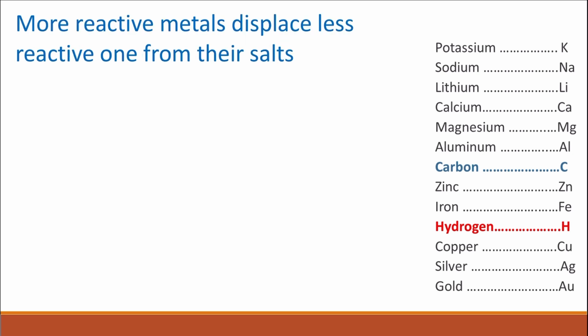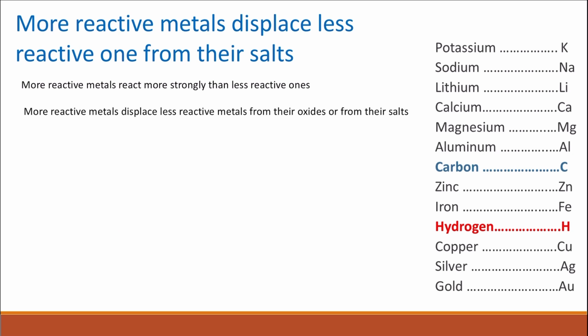Another reaction is that more reactive metals displace the less reactive ones from their salts. We can look at the reactivity series. The more reactive metals, the ones that are above in the reactivity series, can react more strongly than less reactive ones. They are more reactive. They can lose electrons easily. And they can displace the less reactive metals, or the metals which are below them, from their oxides or from their salts.